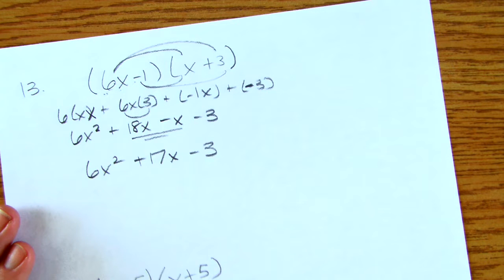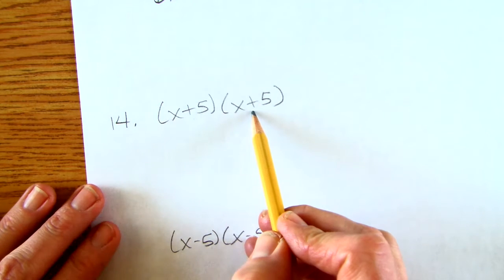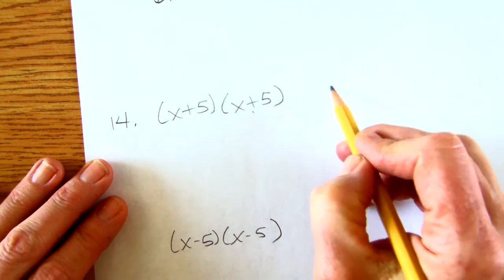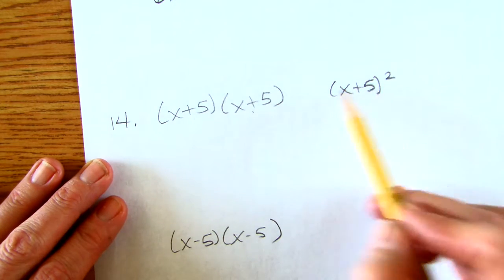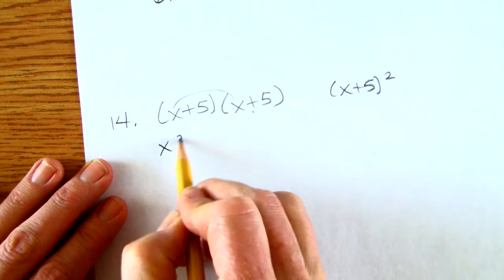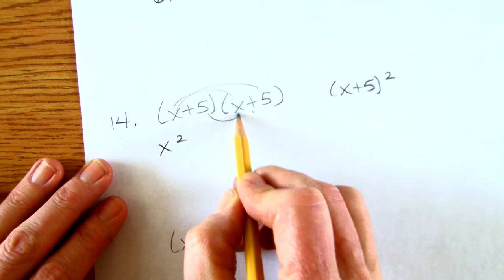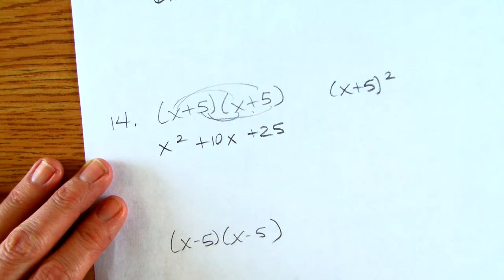The last thing I want to talk about is this idea of special products. So here's x plus 5 times x plus 5, which can be written as x plus 5 squared. I'm multiplying x plus 5 by itself. So what happens? x squared, 5x, 5x, 10x, 5 times 5, 25.